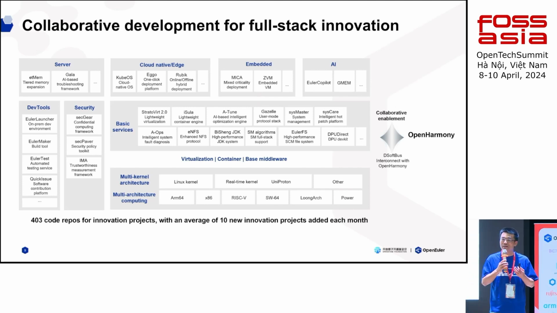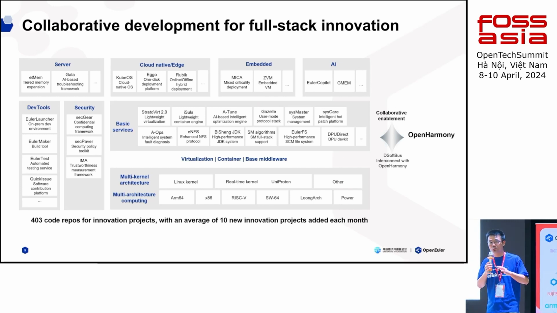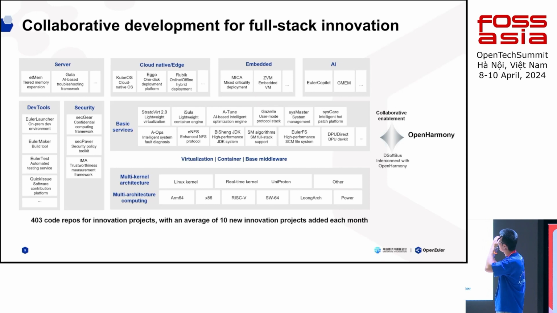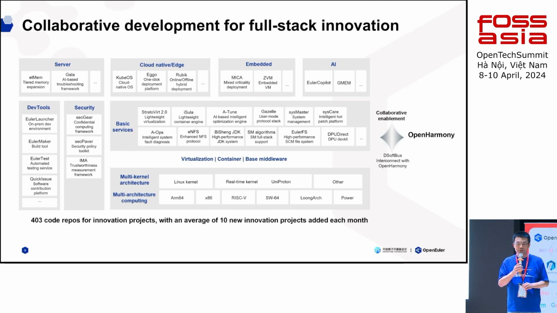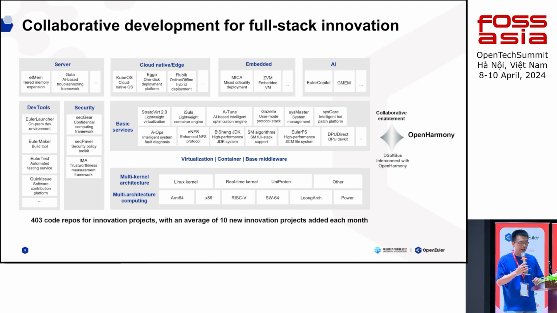QEMU is so complicated and so heavy, so we can use StratoVirt, which uses Rust to rewrite the virtualization layer. And also we have iSulad, a lighter and faster container engine, runtime engine. And also we have cloud native: Kubo, Argo, Rubik. And we have the embedded Mica system, and we have AI, the EulerCopilot and GMEM. So all of the 500 new projects in openEuler are open source. Anyone can get it and get involved with it.